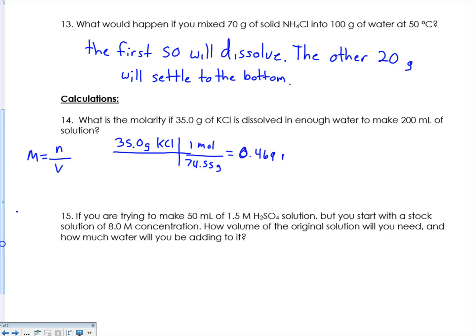And that's moles. Then to calculate the molarity, molarity equals the number of moles of solute, 0.469, over the liters of solution. This says 200 milliliters, but we need to change it to 0.2 liters. And we end up with 2.35 molar as our concentration.